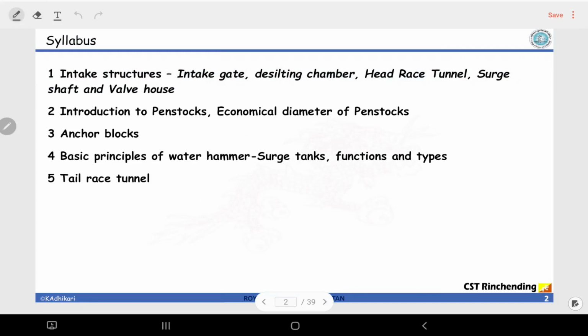So in this unit we'll be discussing the intake structures. Okay, and then we'll quickly go into the penstock, and then later we'll study the water hammer, and finally the tail race tunnels. Okay, so this is the overview of the syllabus.